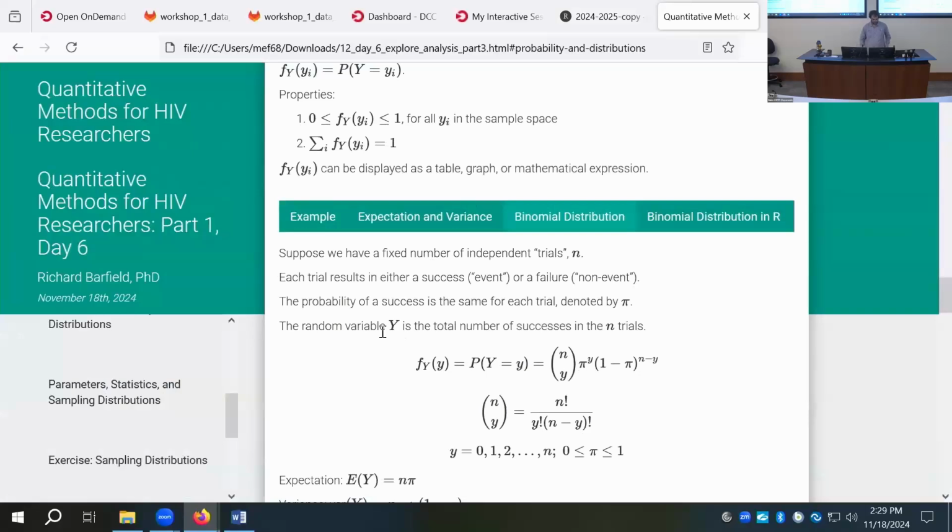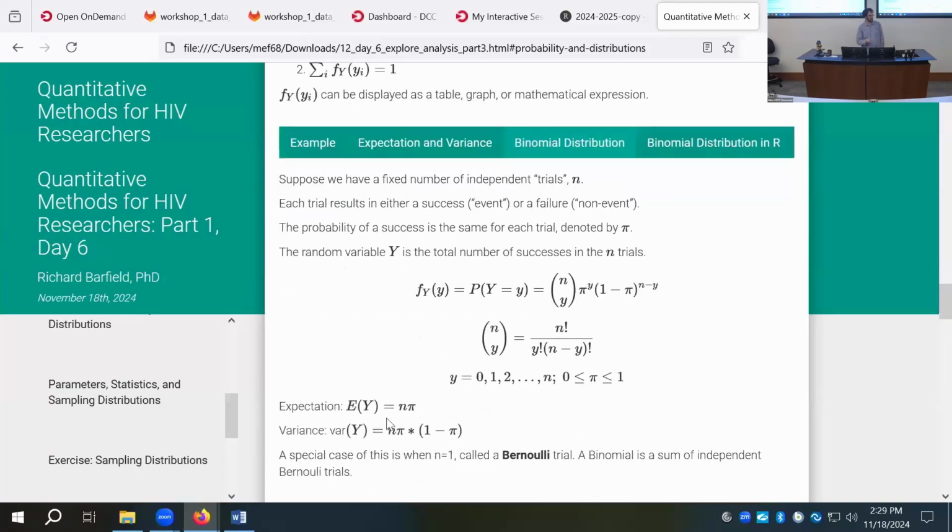All right. So the expectation, if you actually wrote it out and did what we did for the PMF, is going to be n times pi. So the number of trials that you have times the probability of observing the event. And then the variance of y is n pi times 1 minus pi. And so when n is equal to 1, this is something called a Bernoulli trial.